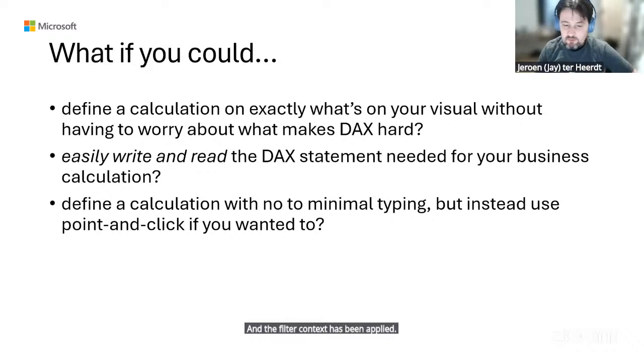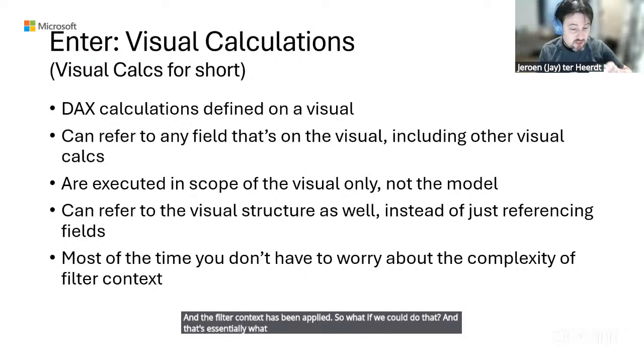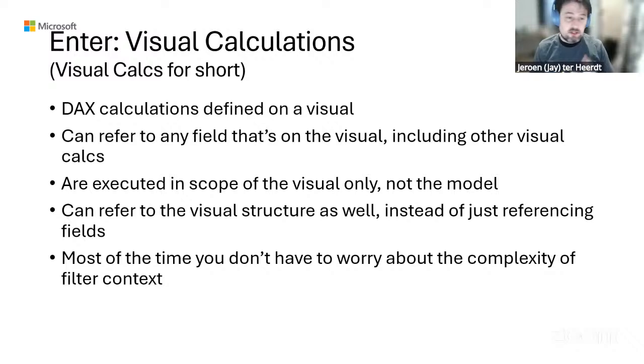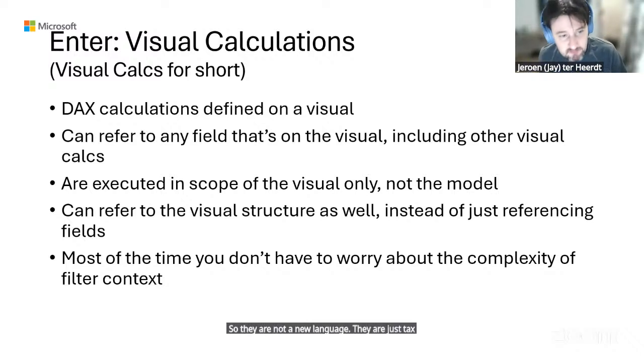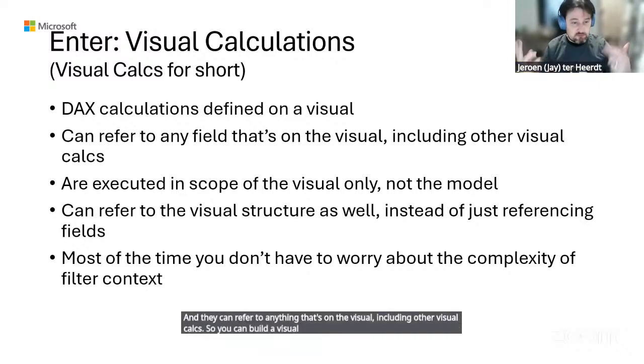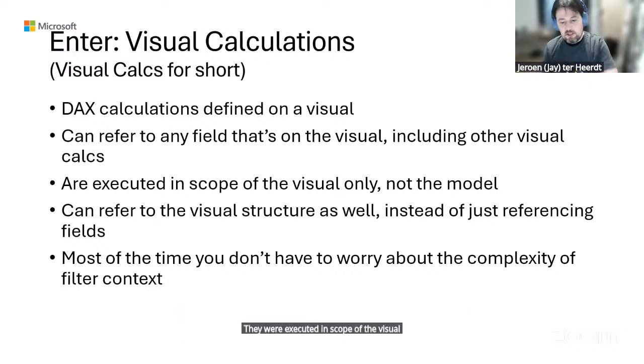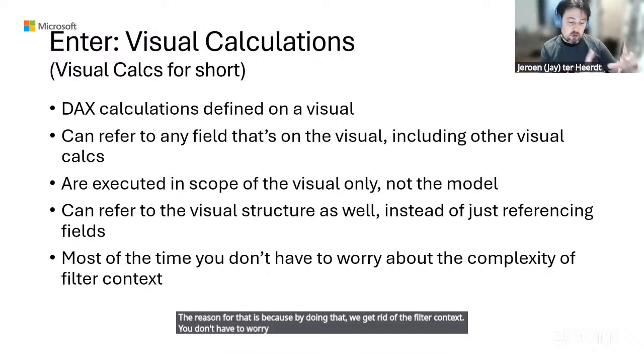So what if we could do that? And that's essentially what visual calculations are. They are not a new language. They are just DAX calculations defined on a visual. And they can refer to anything that's on the visual, including other visual calcs. So you can build a visual calc on top of a visual calc on top of a visual calc. They are executed in scope of the visual, not in the model. The reason for that is because by doing that, we get rid of the filter context. You don't have to worry about that complexity. You only work with what you can see. It's very, very simple to understand.